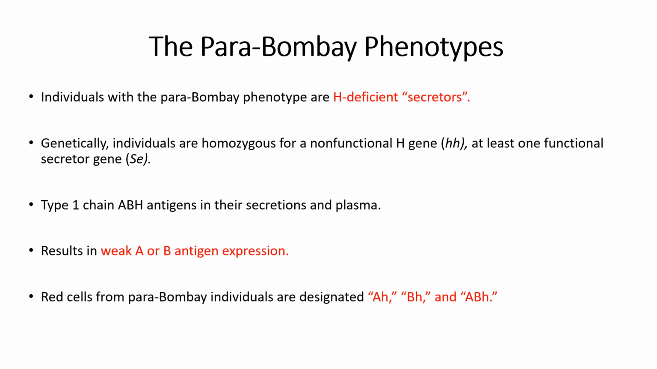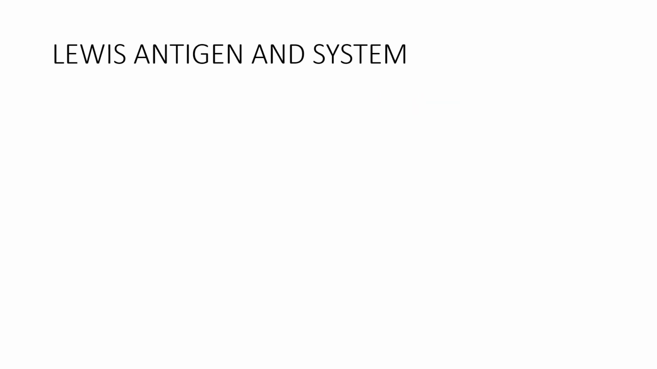The other type of Para-Bombay can be when your H itself is weak and you are a non-secretor. So your H antigen, or the FUT1 gene product, is very deficiently produced. That time also you will see those weak reactions, but it is similar to the Bombay group. Only thing is, here your H antigen is weak, whereas there your H antigen was absent. So this is the Bombay group.